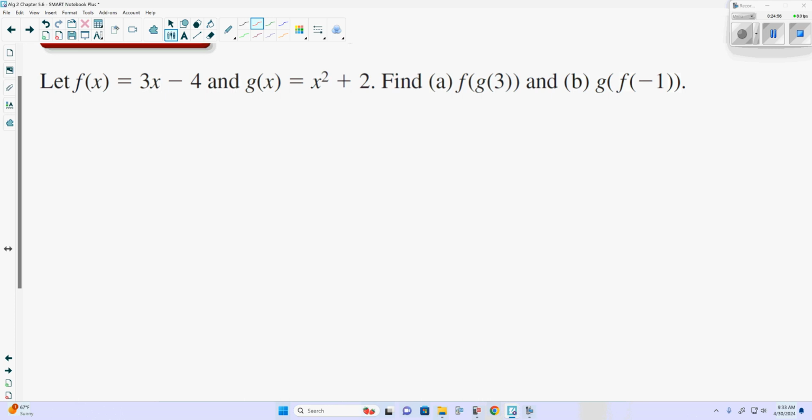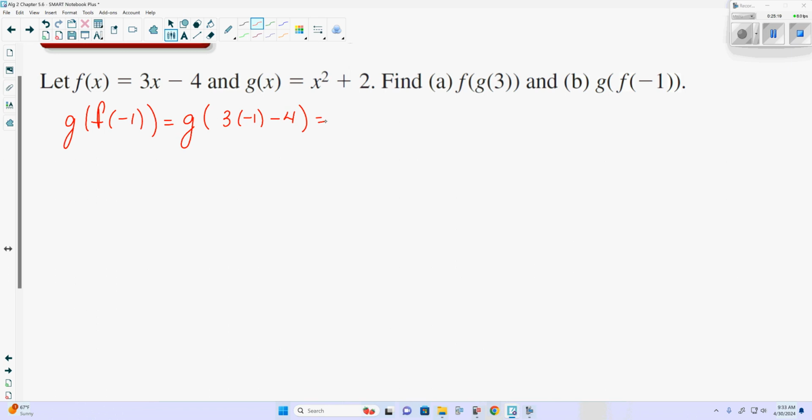But our part B is g of f of -1. And again, with these composite functions, we're going to work from the inside out. So the first thing we're going to do is plug in -1 into f of x.